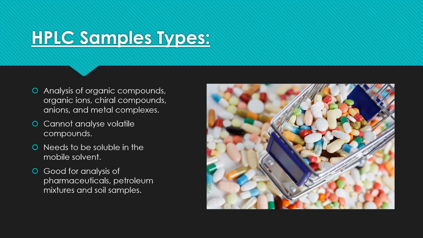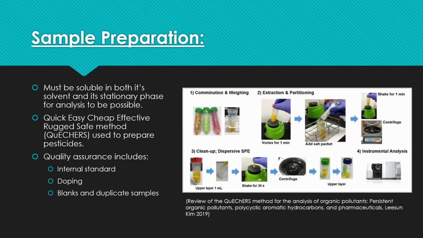The sample that is analyzed also needs to be soluble in the mobile solvent, otherwise ideal separation will not be observed. Typical samples analyzed via HPLC include pharmaceuticals, petroleum mixtures, and soil samples. The sample can be prepared using a variety of methods depending on the nature of the sample being used, the composition of the mobile and stationary phases, and the impurities present within the matrix of the sample.